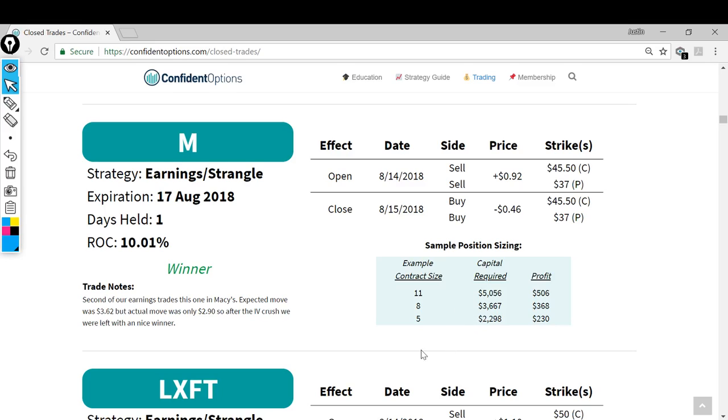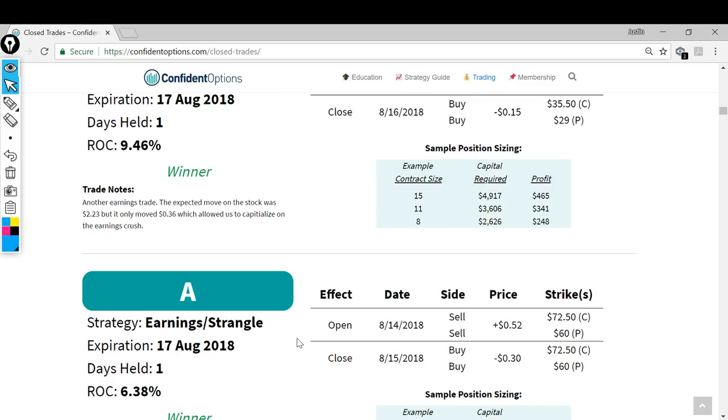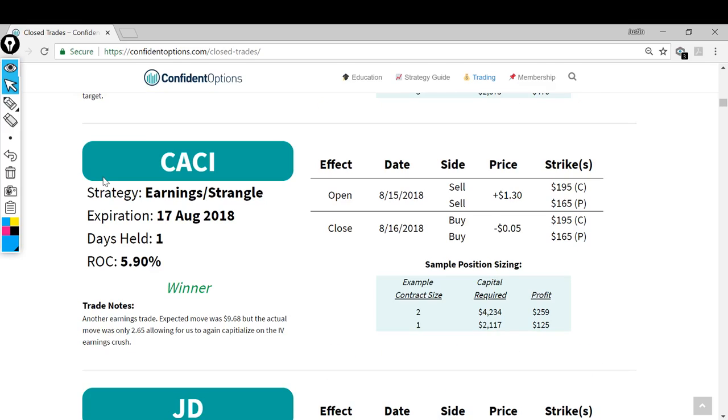Two more to go. Next one up, CACI. This was kind of an interesting one. Good for us, actually. So we ended up opening the Strangle August 17th expiration, held it for a day, returned about 6% on our money in that day. And so we opened up the 195 call and the 165 put.